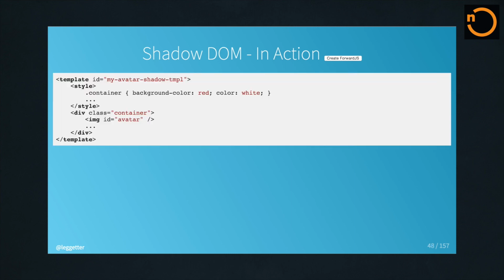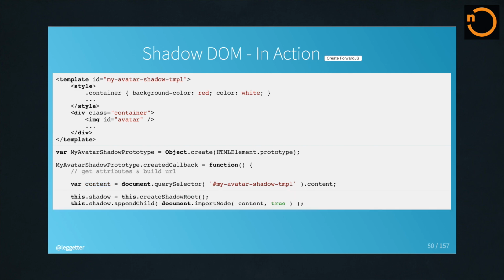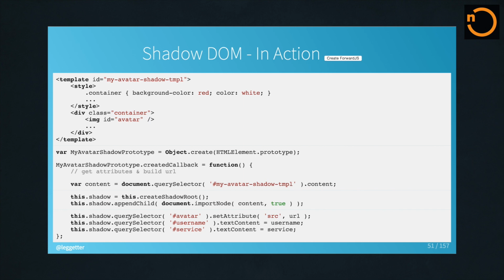So to use it, again, I'm having my template here. I'm going to create a new my avatar shadow prototype. I'm going to grab the content, which is the template again. And this time I'm going to use this.createShadowRoot. So that creates a shadow root object. And then I'm going to import the template into the shadow root. And then I can query the shadow root and set the attributes as I did previously.